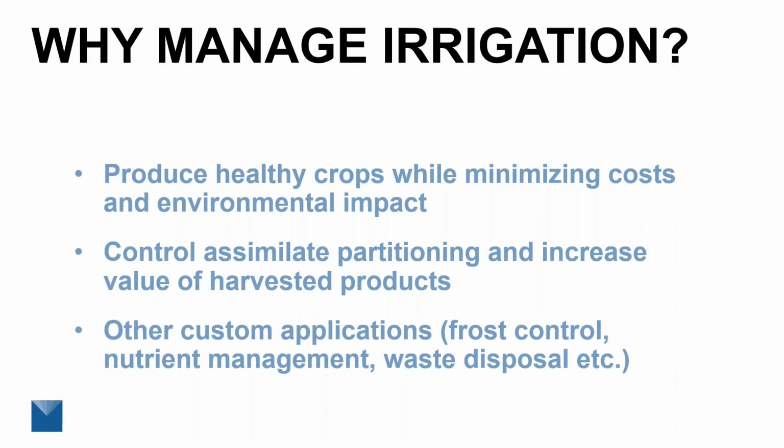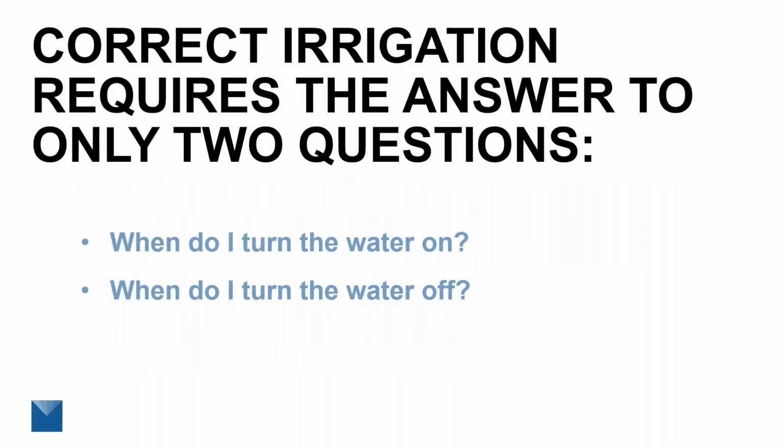Now, there are a lot of different ways to look at irrigation management, but one way is to think about the questions that we need to answer. We can simplify those down to two. When do I need to turn the water on, and when do I need to turn the water off?